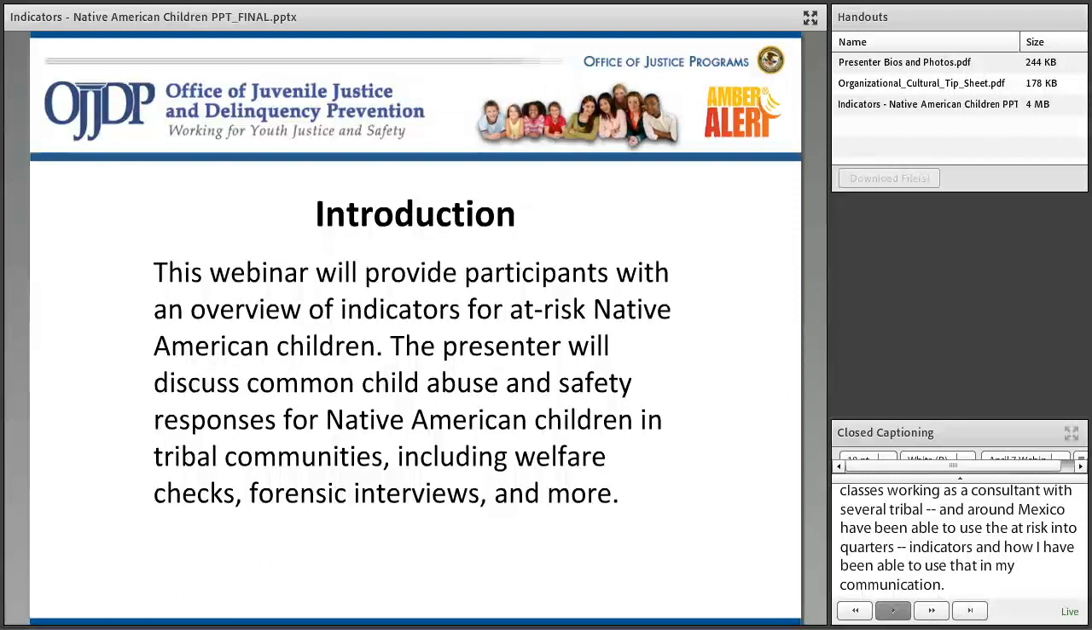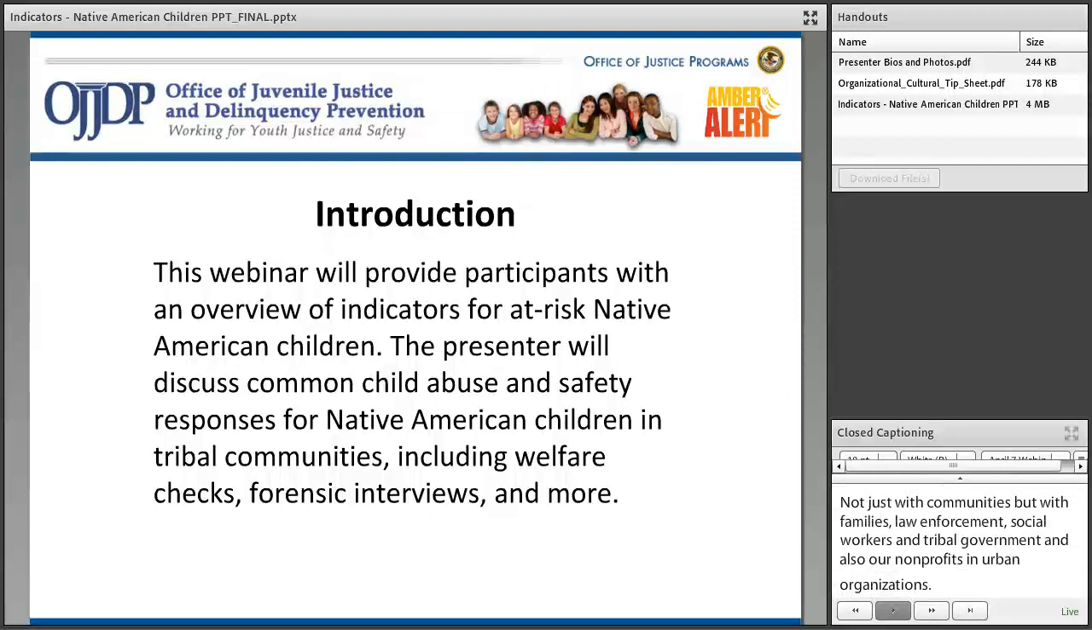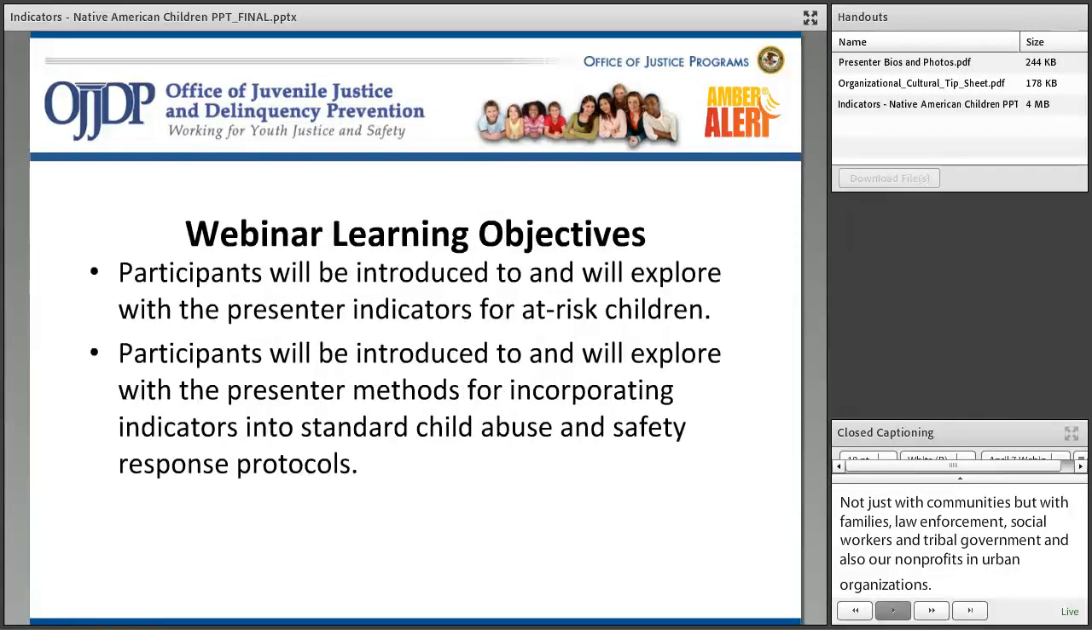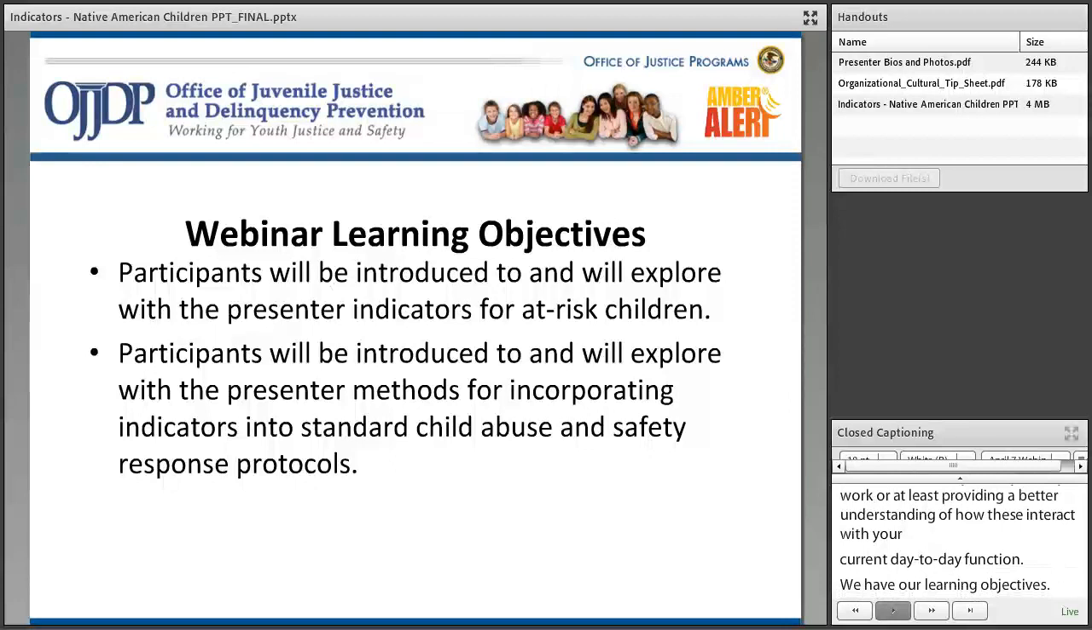organization. So I hope that with the information provided today, you'll get some information about how you might be able to use these indicators in your day-to-day work, or at least provide you a better understanding of how these interact with your current day-to-day functions in serving children. So we have our learning objectives. We're going to help in introducing some indicators for at-risk children, particularly with Native American children, and also explore some methods with you for incorporating indicators into your standard child abuse and safety responses.